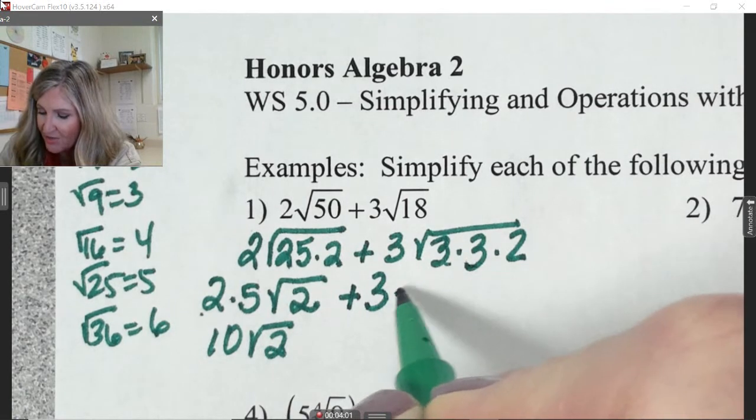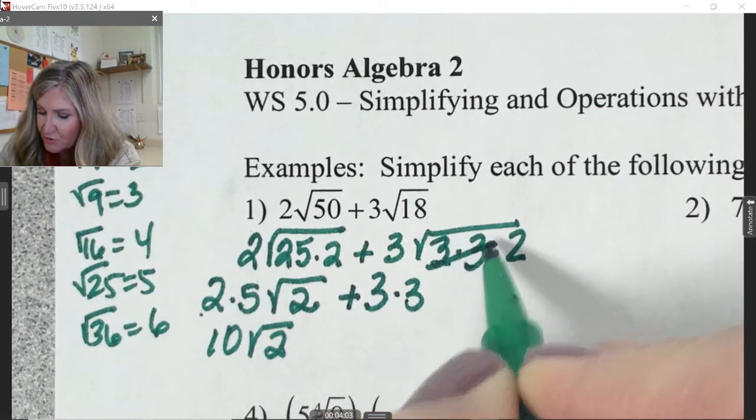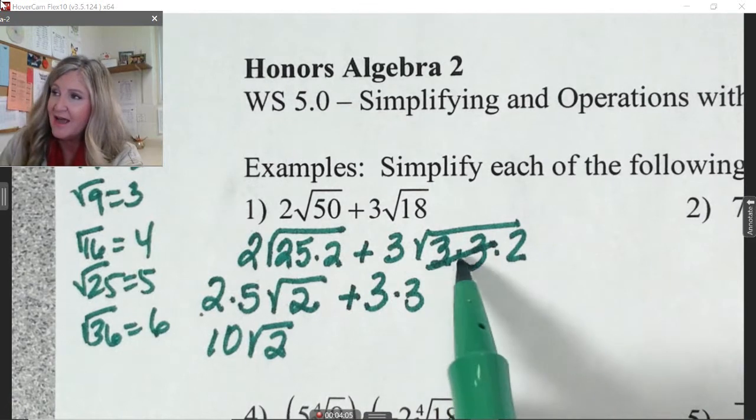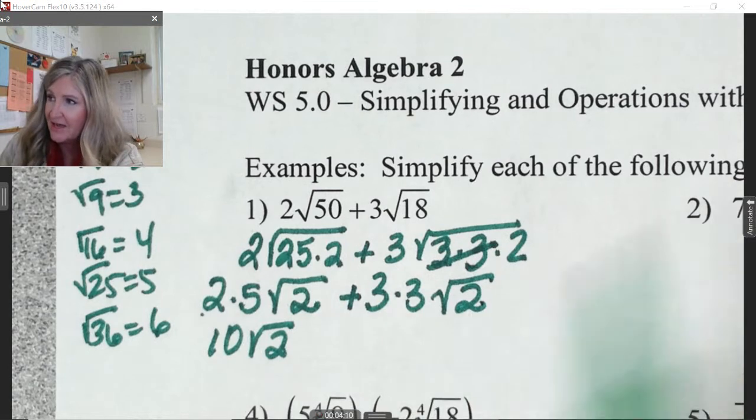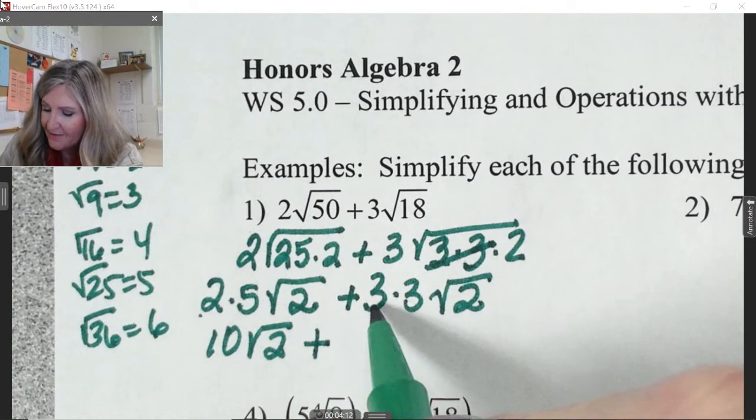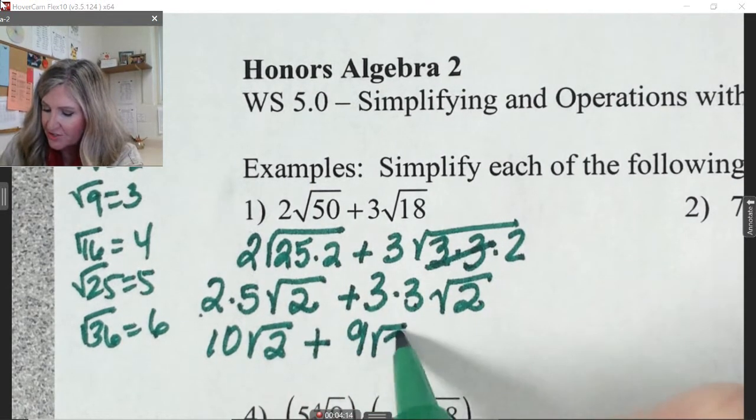I'm going to take out that 3. When I have 2 3s, since that's really a 9, the square root of 9 is 3, that comes out, and then we have the 2 on the inside. And so now we're going to have 3 times 3 is 9 radical 2.